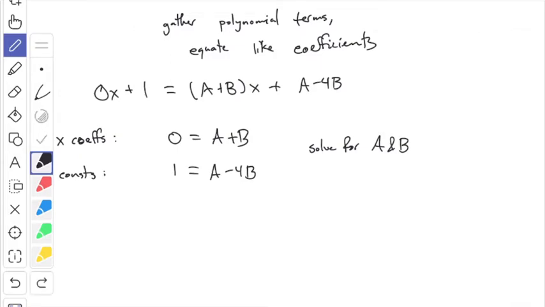So from the first line, there are different ways to do it, and I don't care how you do it as long as you do it right. I'll solve the first one for A. It says A equals negative B. And then I plug that into the second line. So this will say 1 equals minus B minus 4B. 1 equals negative 5B.